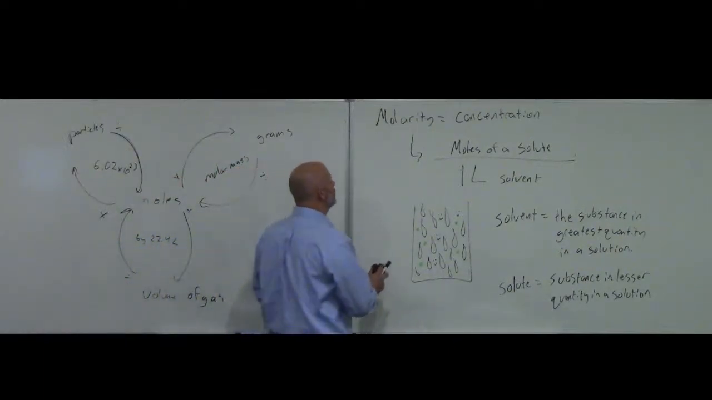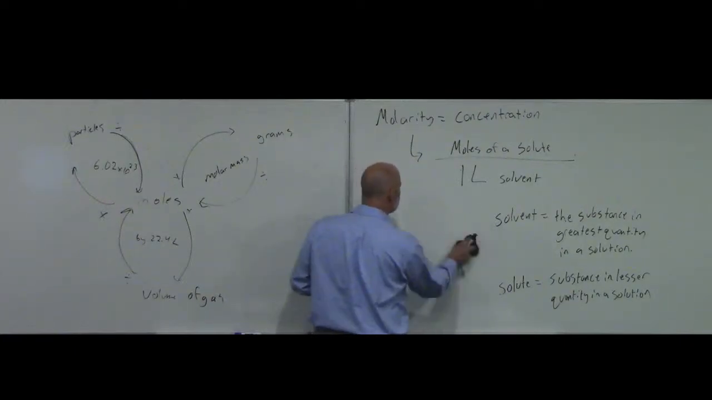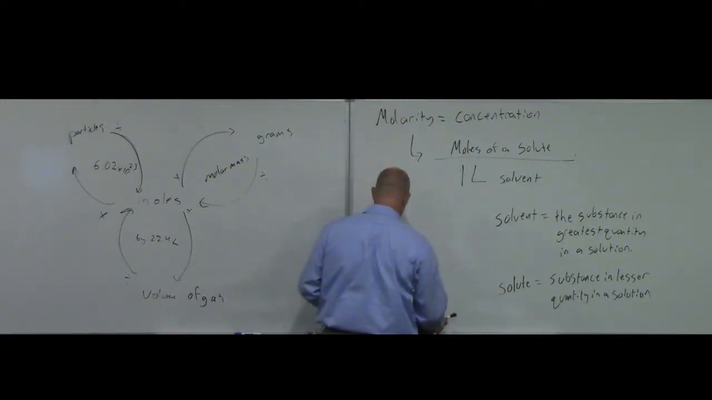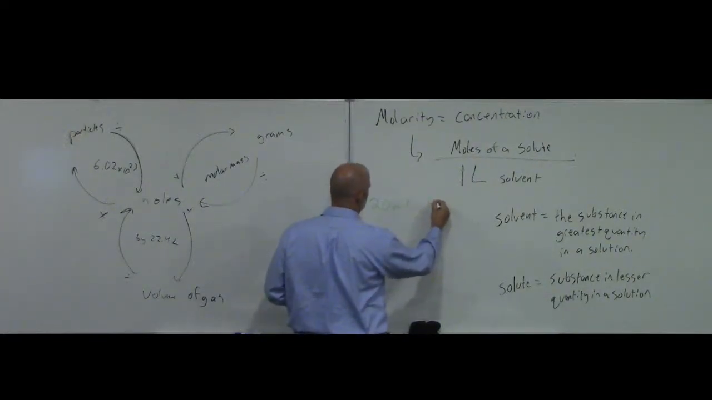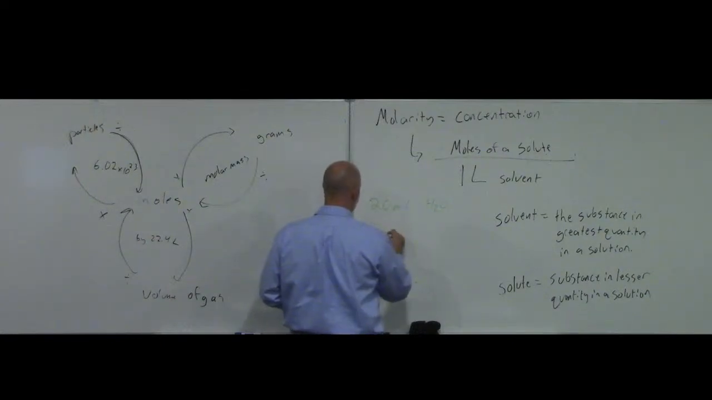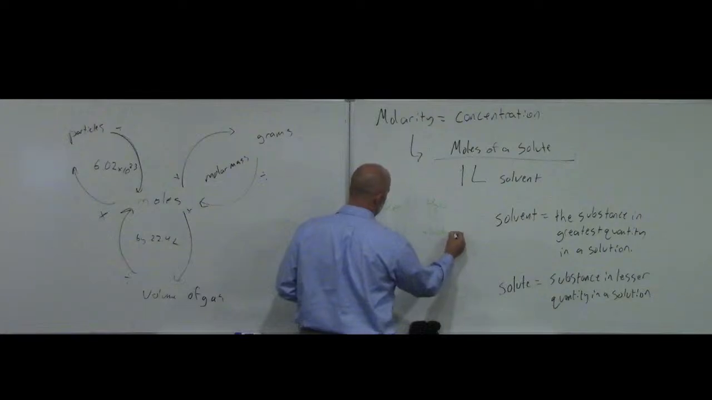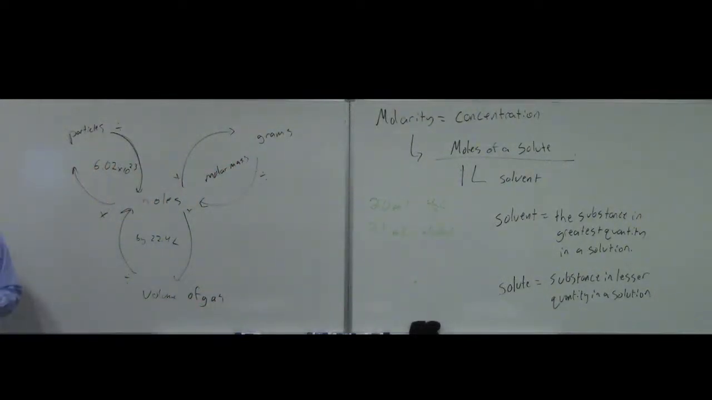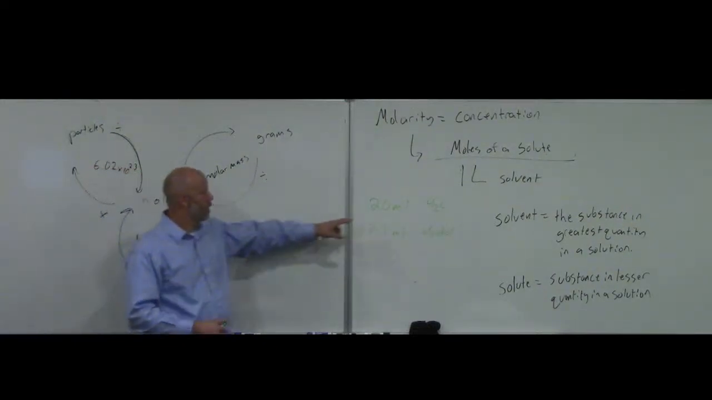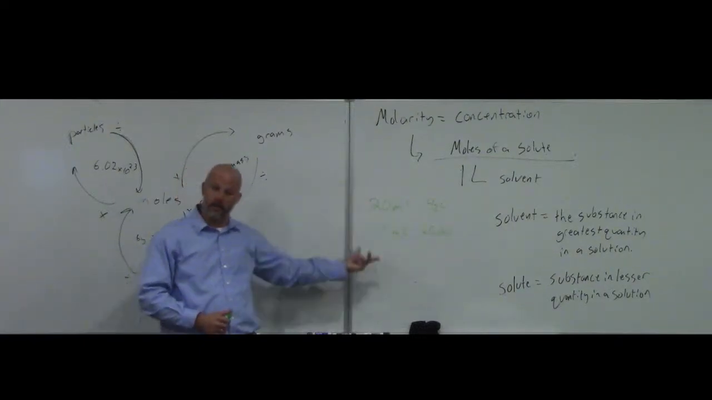But what if I had 2 liquids together? What if I had 20 mLs of H2O mixed with 21 mLs of alcohol? Which one is my solvent? Alcohol, because it's the one that's in greater quantity. And that would make water my solute. Of course, if I just added 2 more milliliters of water, that would turn water into the solvent.